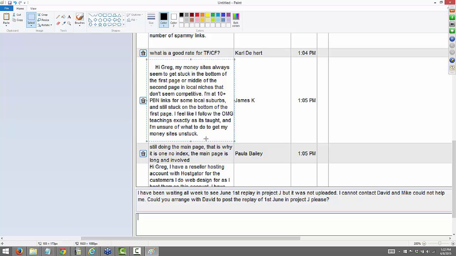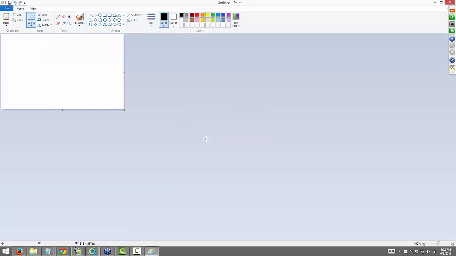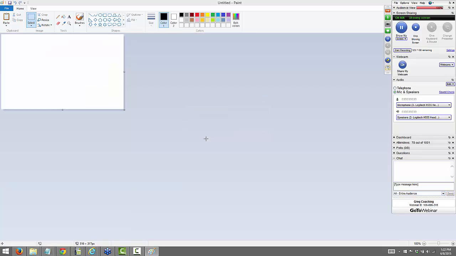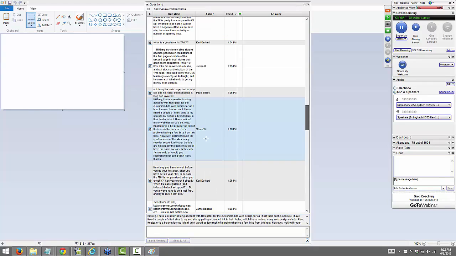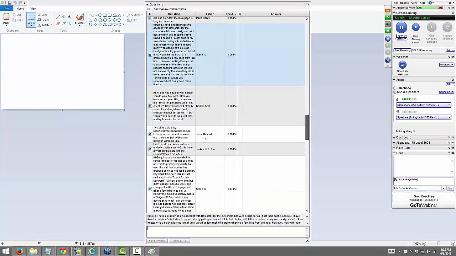So, all right, from Paul, he's still doing the main page. That is why it is noindex. The main page is long and involved. I mean, you can still index it though, Paul, and just as you update it, Google will update it in their system. So, again, I would just index it for me. And that was from her question from earlier, by the way.